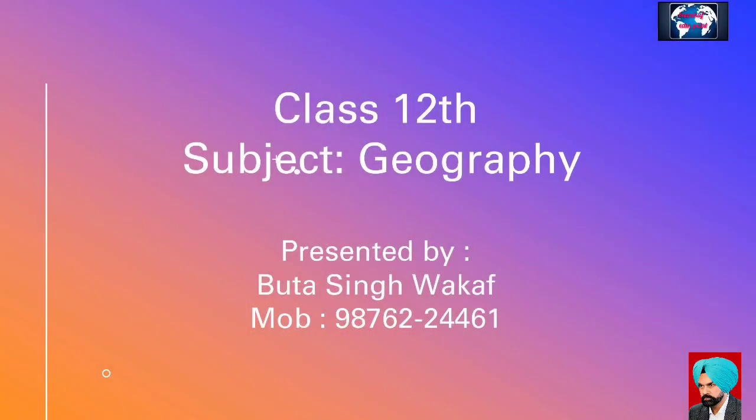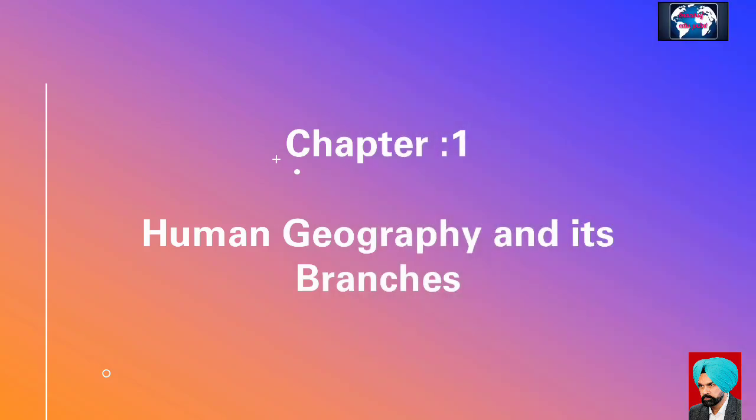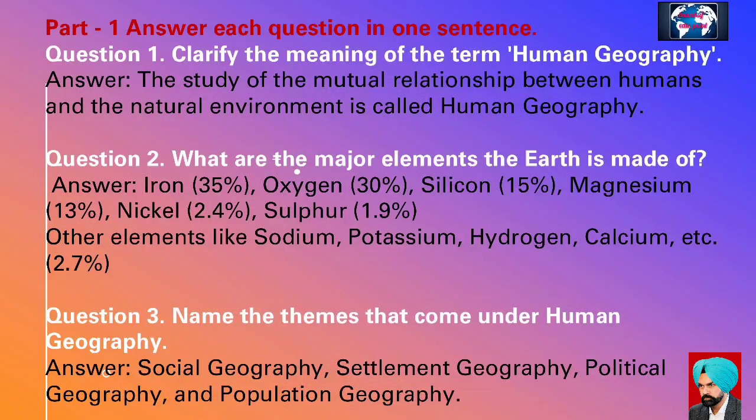Class 12th. Subject: Geography. Chapter 1: Human Geography and its branches. Part 1. Answer each question in one sentence. Question 1. Clarify the meaning of the term human geography. Answer: the study of the mutual relationship between humans and the natural environment is called human geography.